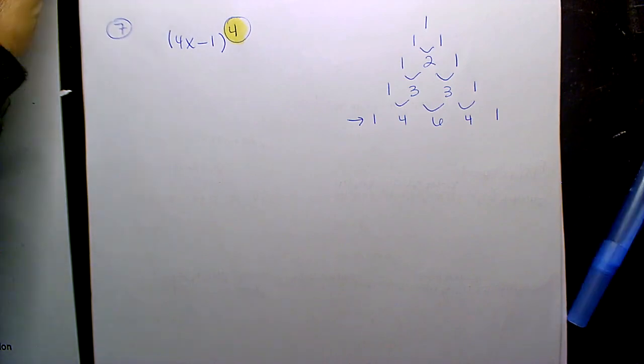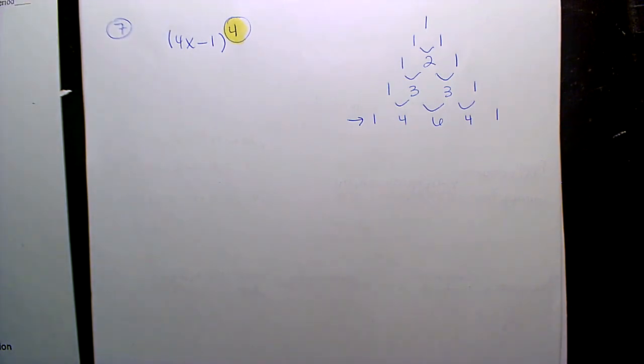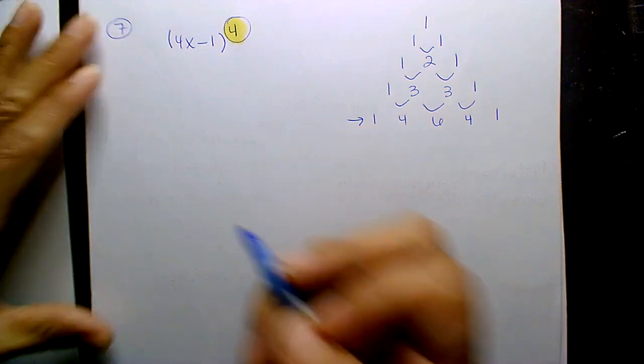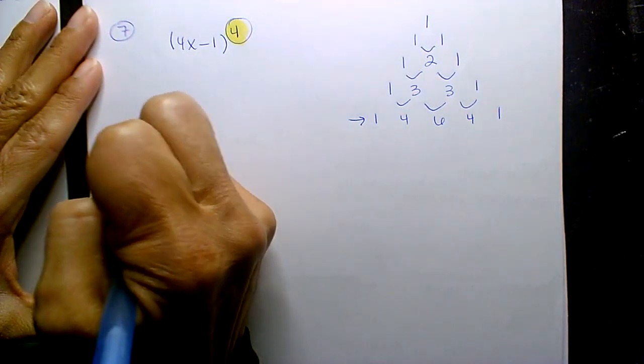If it's degree 4, you're going to have 5 terms. You always have one more because 0 is part of the counting. So it's going to go 4, 3, 2, 1, 0, or 0, 1, 2, 3, 4. Okay?